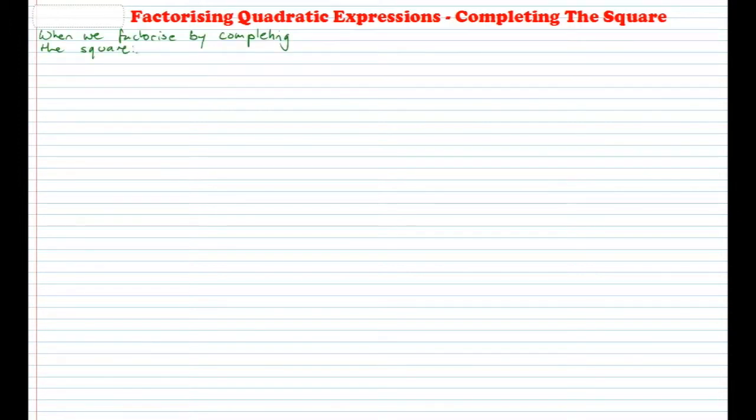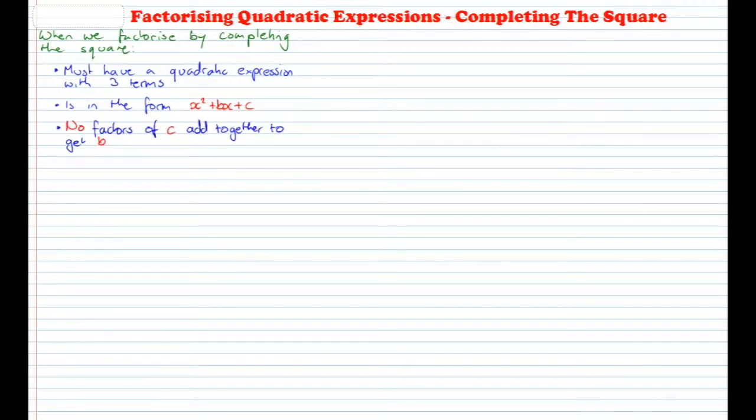So in order to factorise by completing the square, we must have a quadratic expression with three terms, in the form x squared plus bx plus c, that is, there's no value for a, or in other words it's 1, and no factors of c add together to get b. That is, when you go through and find the factors of c and add them together, you cannot actually get the answer of b.